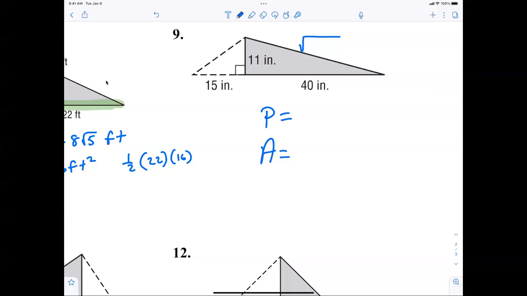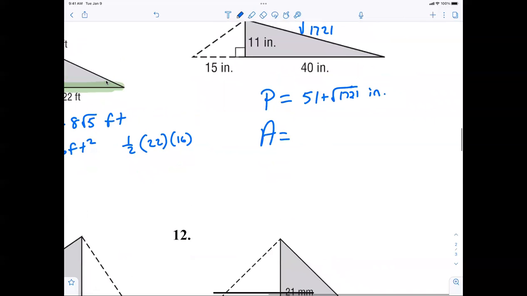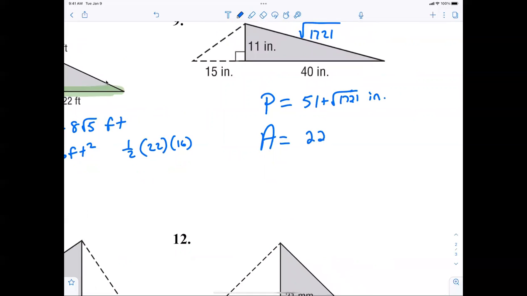Square root of what? 17.1. Yeah, that's what I got. So my perimeter then, 51 plus radical, and then of course my area, 120 square inches.